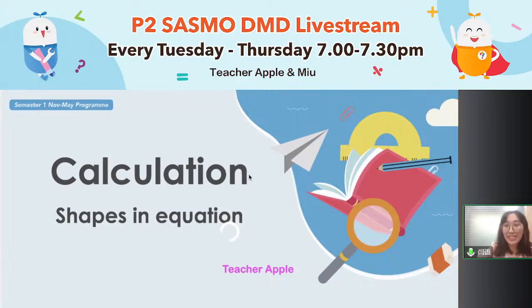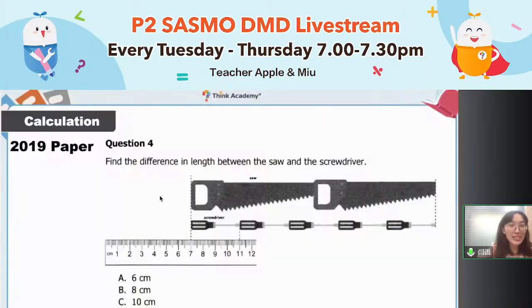Find the difference in length between the saw and the screwdriver. So here, everyone, you need to observe the ruler carefully. Okay, so here you see the ruler, where is the starting point? It starts at number 7 and it ends at 11. So here, everyone, think about it. What is the difference in length between the saw and the screwdriver? Okay, I give you some time. You try it by yourself. A, B, C, D, E. Please input your answer in the chat box. Have a try.